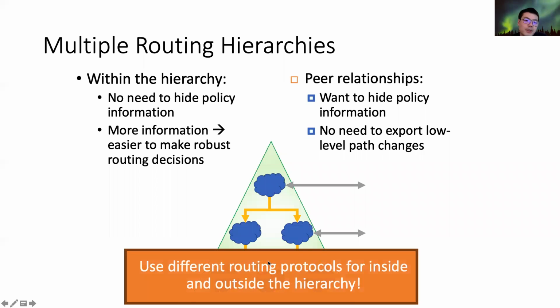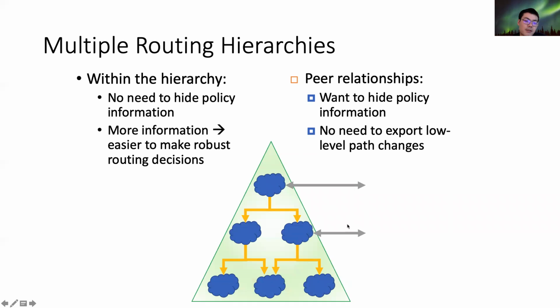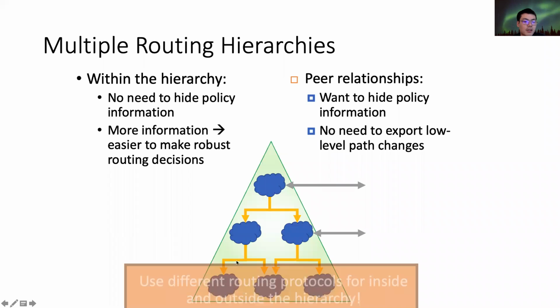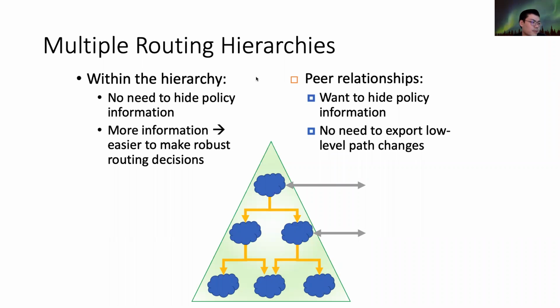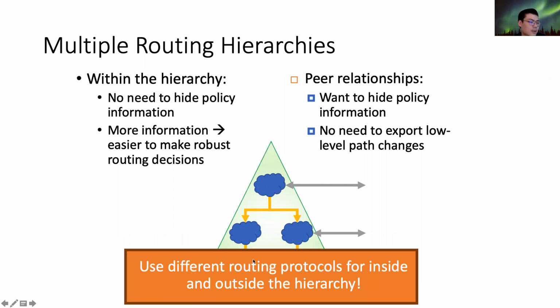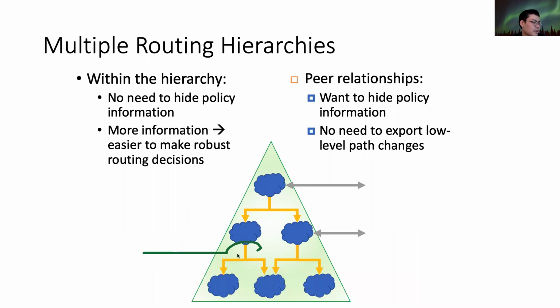And for the peering relationships, you want to hide information. Basically, you don't need to expose everything internally to the other people. So you're peering with this guy, and you just say, I want you to take the route. Because think about it, internally it's running a link state protocol like OSPF. Here it's running OSPF internally.